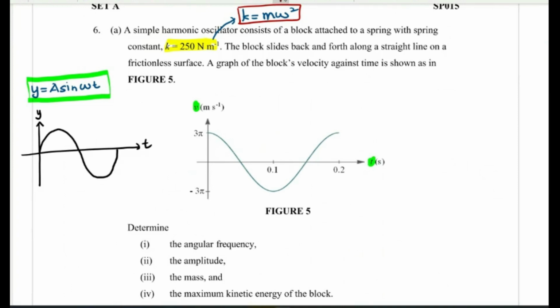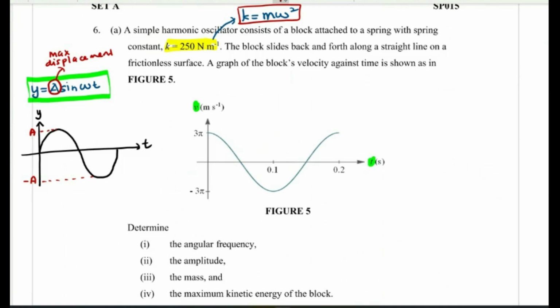So, this is the displacement equation. The value at the front, A, is the maximum displacement. So this is the maximum displacement. On the graph we label it like that. We recall this.